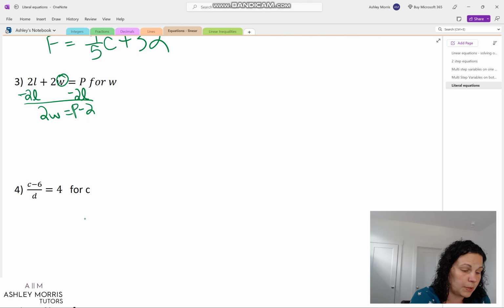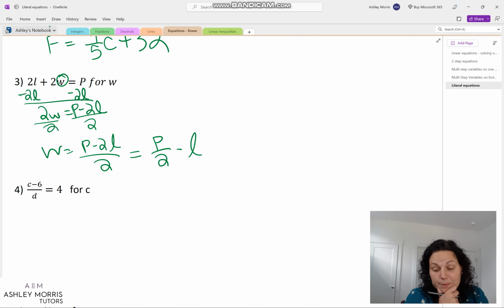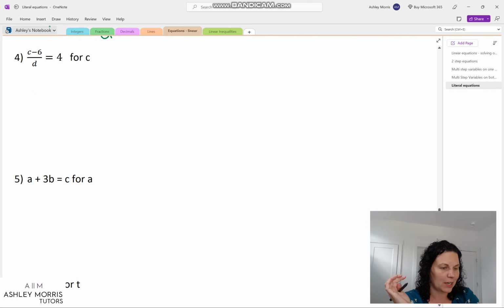And you can do P minus 2L, or you can do negative 2L plus P. Doesn't matter. And then how do you undo 2 times W? We're going to divide by 2. And again, you can do the whole thing divided by 2, or you could do P divided by 2 and 2L divided by 2. And the nice thing about that is that the 2's will cancel, and you're just left with L. Because 2 divided by 2 is 1. 1L, we just write L. We don't need to write the 1. That's what I get for talking and thinking at the same time.